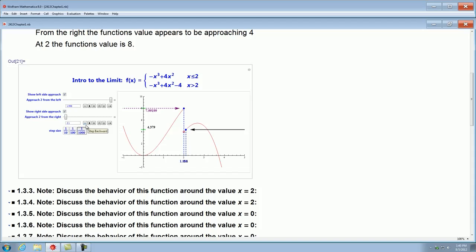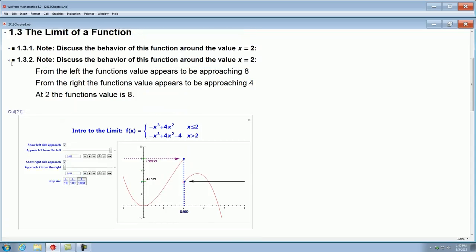And as I go even finer, you can see here that my y value appears to be approaching 4. So from the left side, as we approach 2, our y value is approaching 8, but as we approach 2 from the right, our y value is approaching 4. So these are very different things that are happening here from the left and from the right.